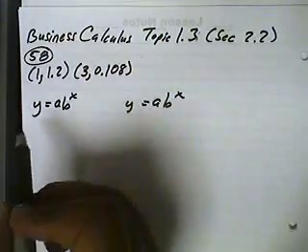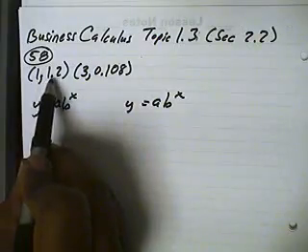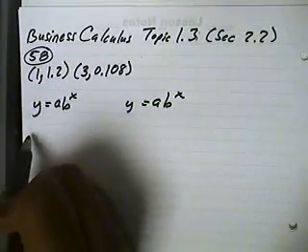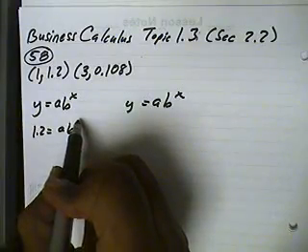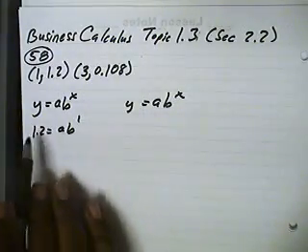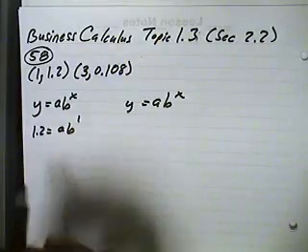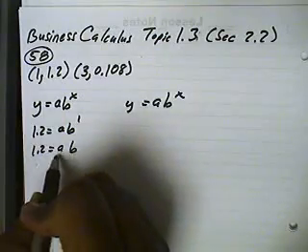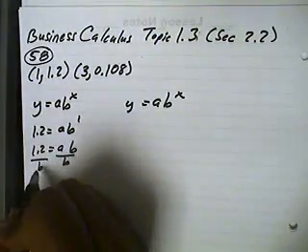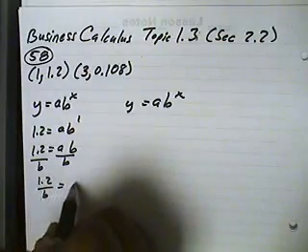This is an x value, this is a y value, so we're going to place the x and y value into this x and y value. So this will be 1.2 equals a b to the power of 1. Now from here we're going to solve for a. B to the 1 is simply b, so this will be 1.2 equals a times b. And I can divide both sides by b, and I'll get 1.2 over b for a.